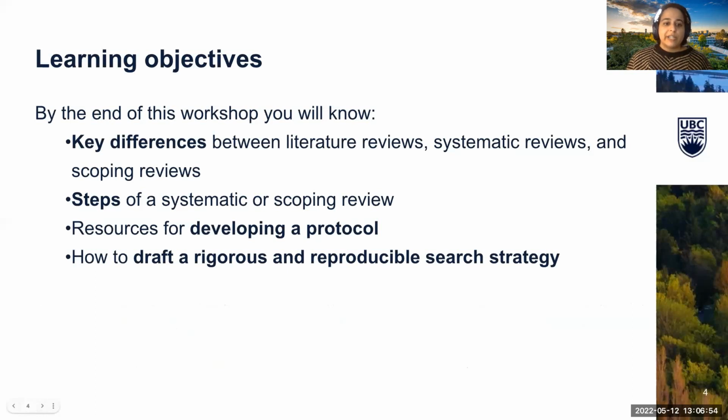So these are our learning objectives today. By the end of this workshop, you will know key differences between literature reviews, systematic reviews, scoping reviews, and other types of knowledge synthesis. You will know the steps of a systematic or scoping review. You will be aware of resources for how to develop a protocol and where to register a protocol. And you will also know how to draft a rigorous, reproducible, and comprehensive search strategy for your reviews as well. So these are our aims for today.